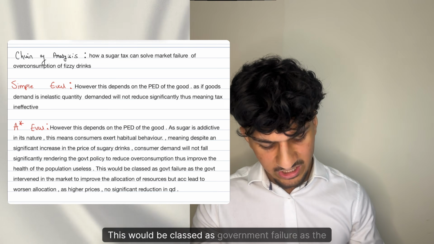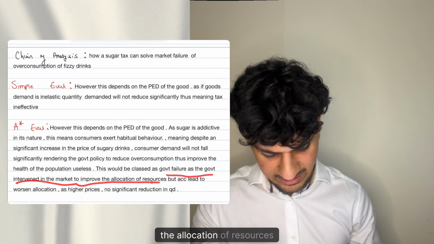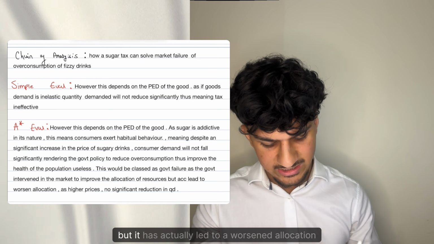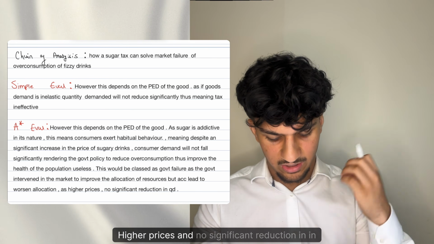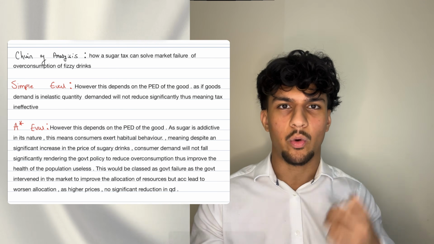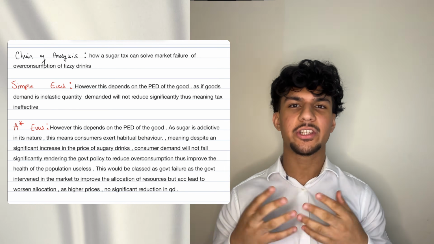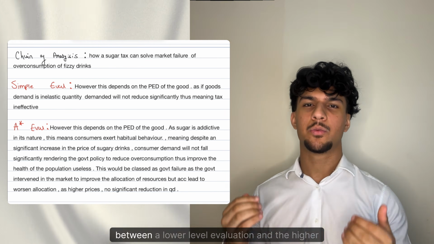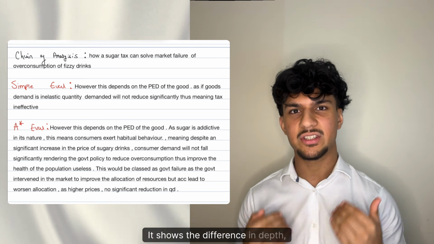This would be classed as government failure, as the government has intervened in the market to improve the allocation of resources, but it has actually led to a worsened allocation, higher prices, and no significant reduction in quantity demanded. And you can end it off by saying, thus, a misallocation of resources. So this perfectly illustrates the difference between a lower level evaluation and a higher level evaluation. It shows the difference in depth.